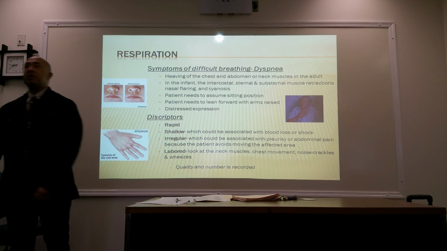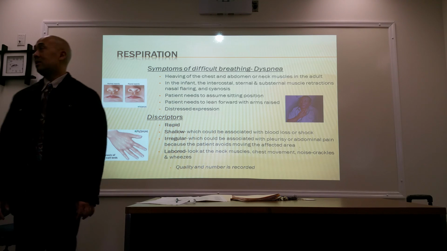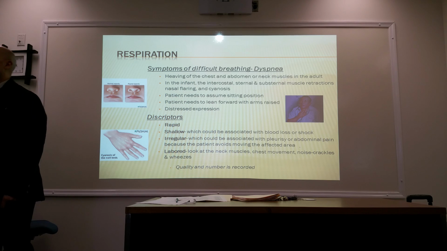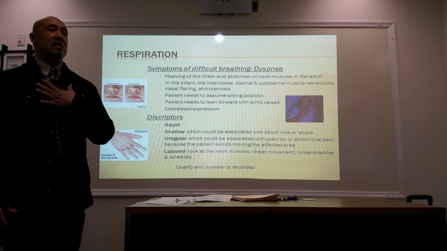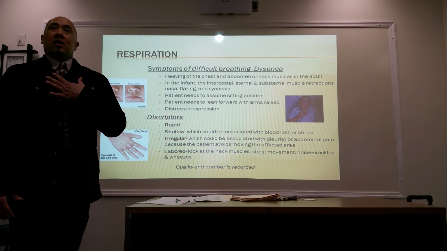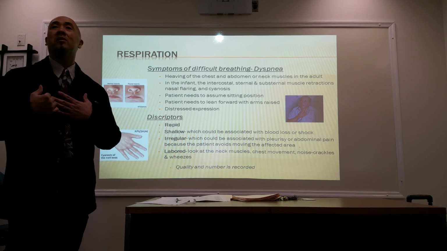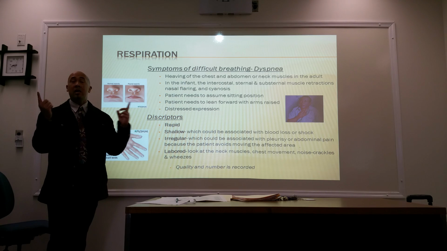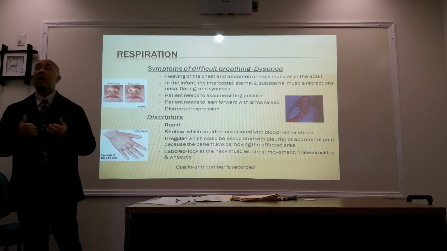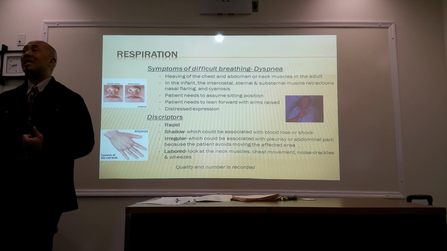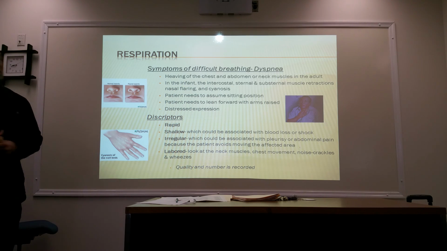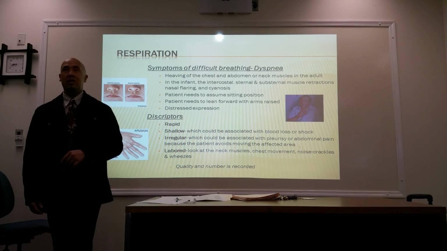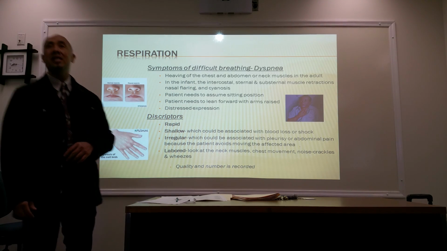Symptoms of difficult breathing, also known as dyspnea. Heaving of the chest and abdomen or neck muscles in the adult. So you see them just having difficulty breathing. There's going to be some tightness in the neck muscles. There may be some flaring of the nose. This is all signs that they are deprived of oxygen. So now they're struggling to get air in. Patients need to assume a sitting position. They need to assume a seating position.